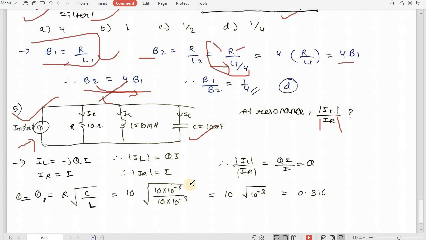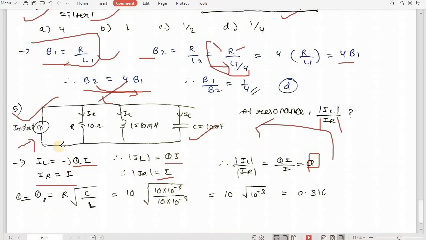As we have seen in the basic concept, IL is minus jQI. If we take the magnitude it will be QI. Now let's find the magnitude for IR. At resonance IR is I, so mod of IR will be I itself. If we take the ratio, mod of IL by mod of IR is equal to QI by I, which equals Q. So basically we have to get the Q value, and this Q value will be the answer for this question.